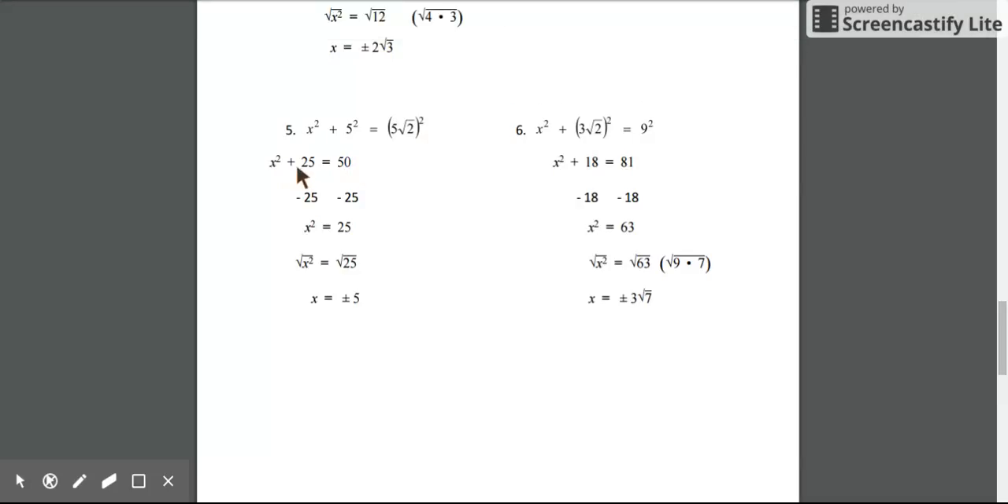So now we can get x squared by itself, subtract 25 from both sides. That leaves x squared equals 25. Square root both sides to undo that square, and we get x is positive and negative 5.